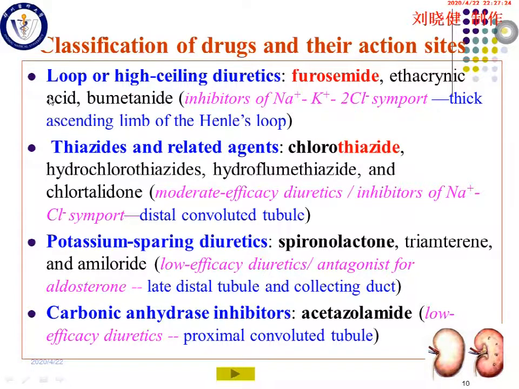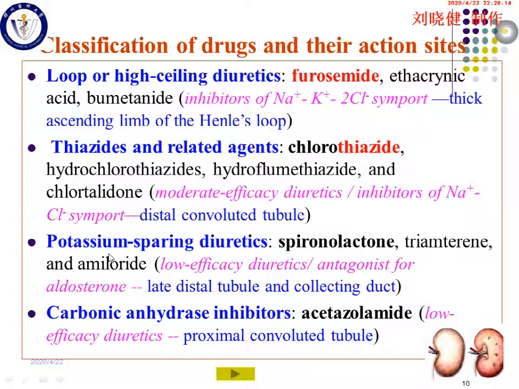Now look at the first. Loop or high ceiling diuretics include furosemide, ethacrynic acid, and bumetanide. They are inhibitors of the sodium-potassium-chloride symporter, acting on the thick ascending limb of Henle's loop. Thiazides and related agents. This group includes chlorothiazide, hydrochlorothiazide, hydroflumethiazide, and chlorthalidone. They are moderate efficacy diuretics and inhibit the sodium chloride symporter, acting on the distal convoluted tubule.